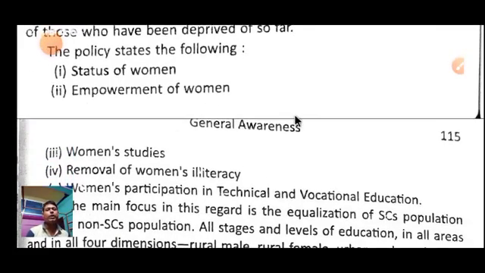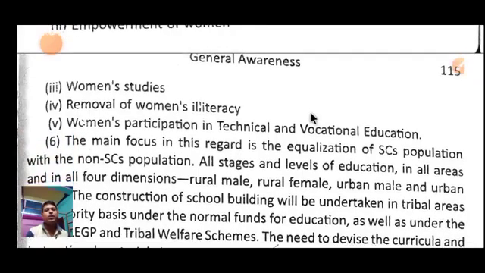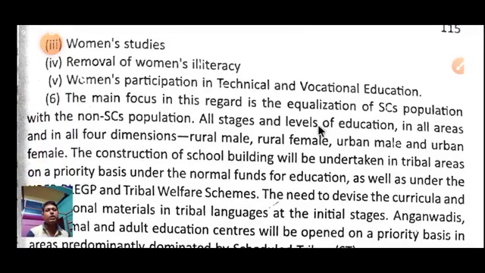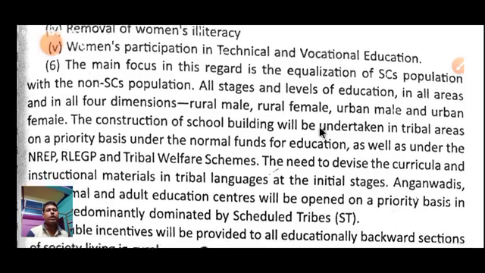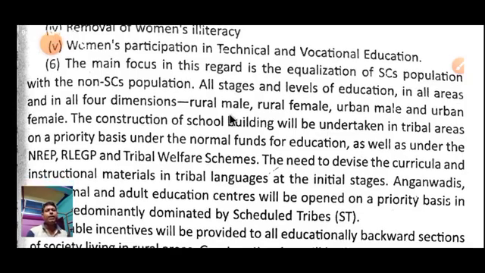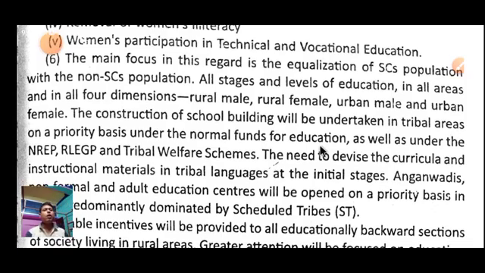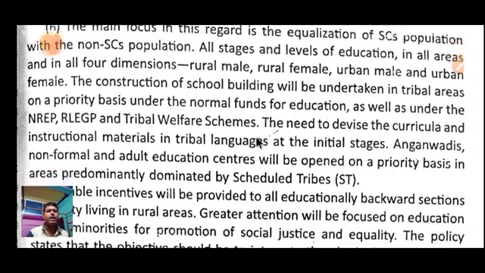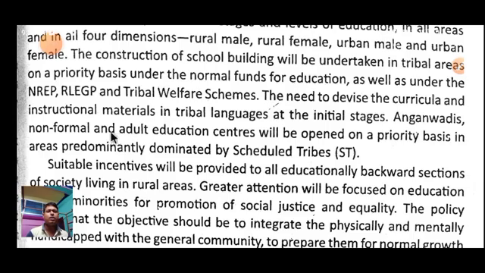The policy states the following: status of women, empowerment of women, women's studies, removal of women's illiteracy, women's participation in technical and vocational education. Number 6, the main focus in this regard is the equalization of SC population with the non-SC population at all stages and levels of education in all areas and in all four dimensions: rural male, rural female, urban male, urban female. The construction of school buildings will be undertaken in tribal areas on a priority basis under the normal funds for education as well as under the NREP, RLEGP and tribal welfare schemes.